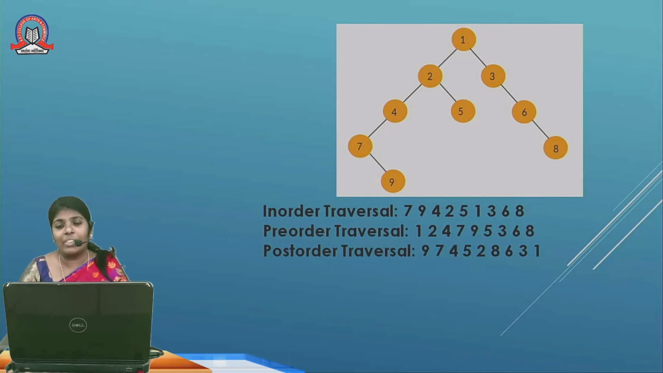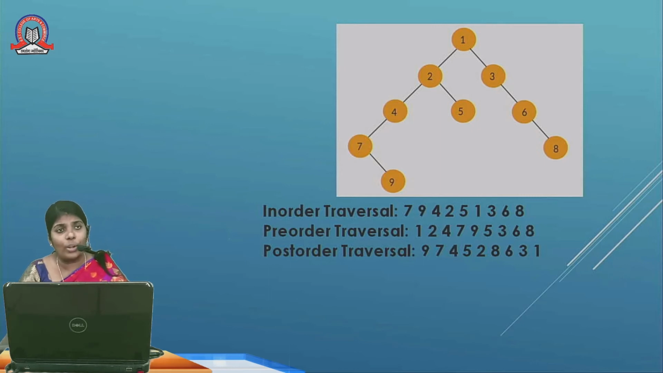So pre-order traversal. In pre-order traversal, the concept is root, left, right. So what is the root here? 1 is the root. Then you go for 2, 4, then 7, then 9, 5, 3, 6, 8. So how are we doing this? We are doing it based on the pre-order traversal. The concept of pre-order traversal is first we go for the root, then the left child, then the right child.